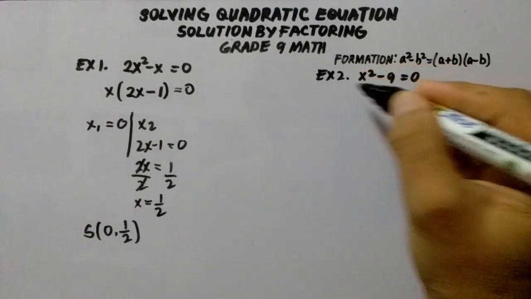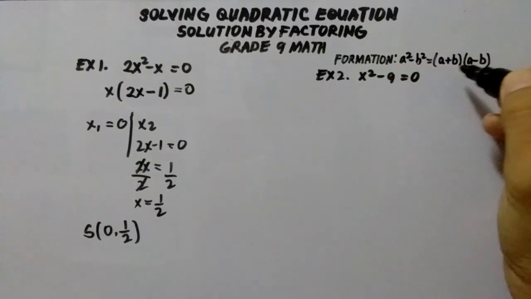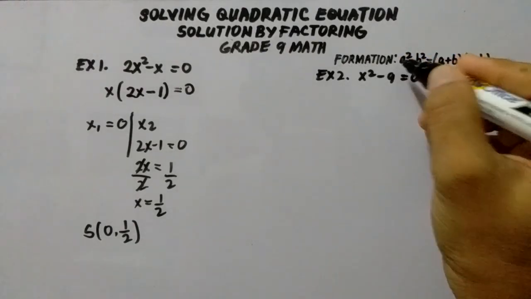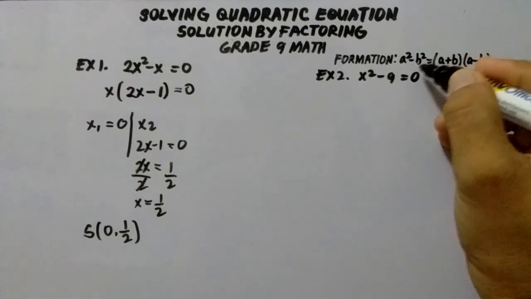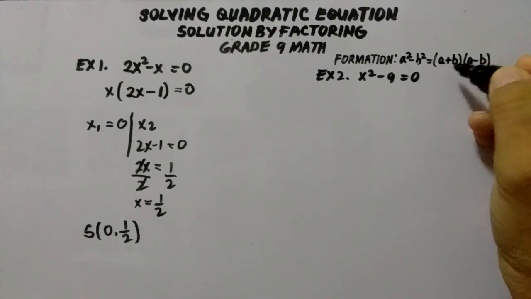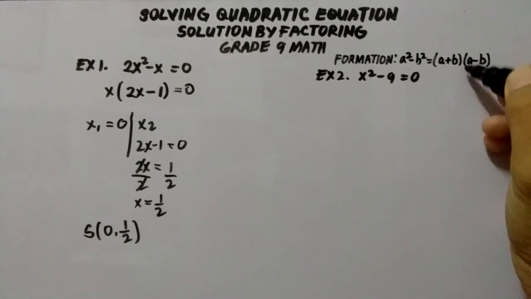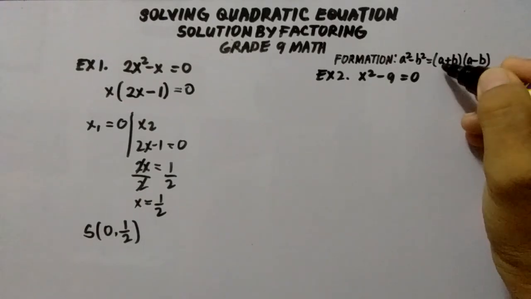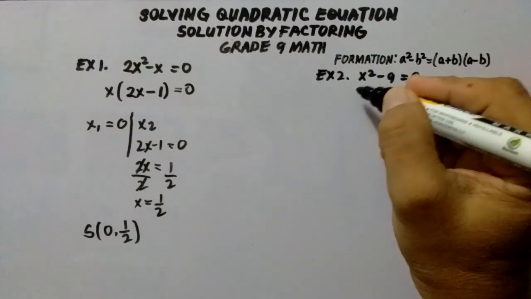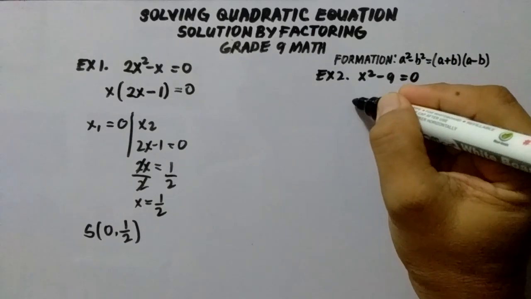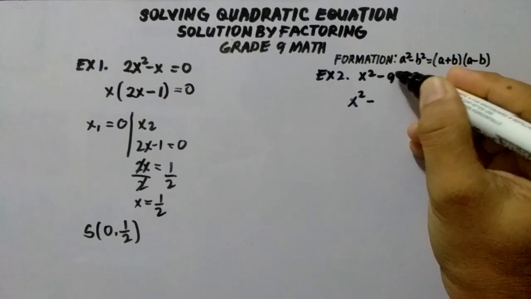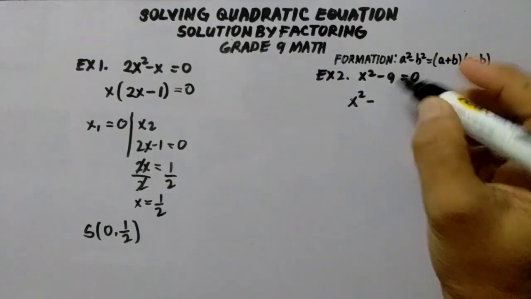Okay, so this type of quadratic equation is in the form of difference of two squares. So, we have formation. A squared minus b squared is equals to the quantity a plus b times the quantity a minus b. So, ito po ang factors ng a squared minus b squared. Okay? So, let's have the solution. So, x squared minus, so i-squared po natin itong 9.